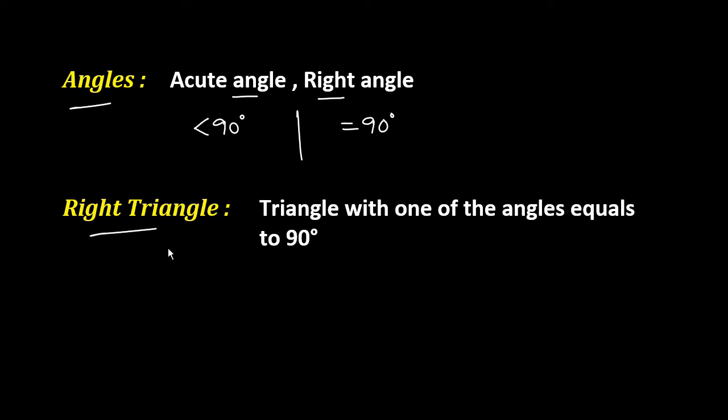Next, right triangle. Triangle with one of the angles equal to 90 degrees. So we all know a triangle has three interior angles. And if one of those three interior angles is 90 degrees, then we call that triangle a right angled triangle or right triangle, because one of the angles is a right angle. The other two angles are acute angles. So those two are less than 90 degrees individually.